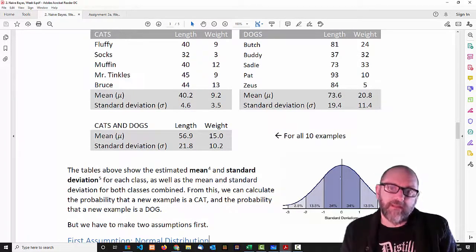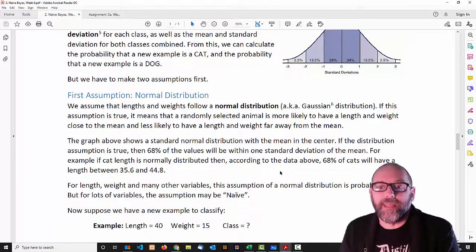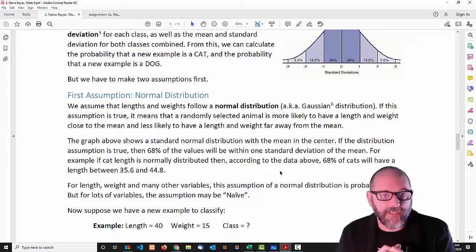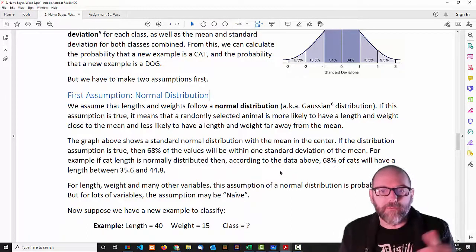You can calculate the probability that a cat would have that length. And you can do the same for weight, the same for dogs, and the same for the whole data. So we assume a normal distribution, which is also called a Gaussian distribution after the mathematician Gauss. If it's true, it means that randomly selected animals are more likely to have a length and weight close to the mean, less likely further away from the mean. And I go through some of the things I just said right here.